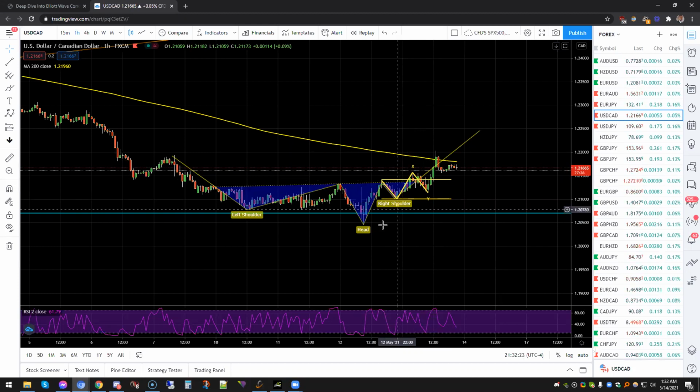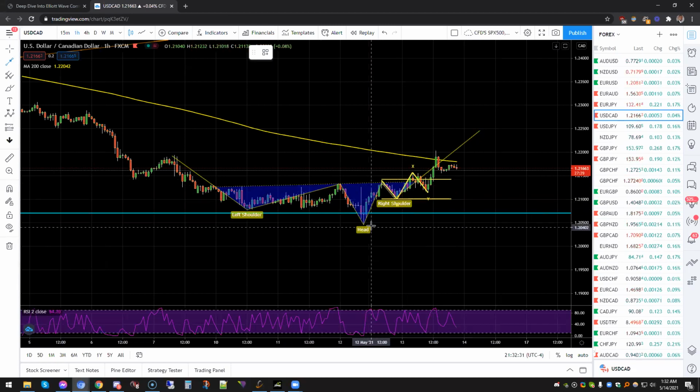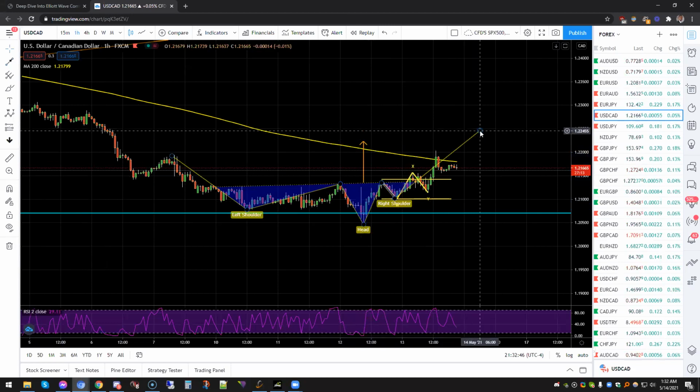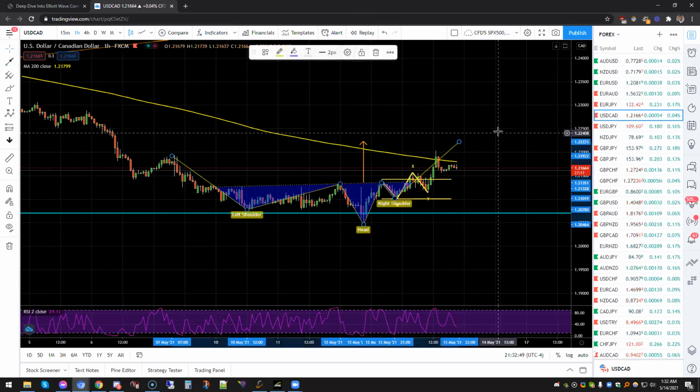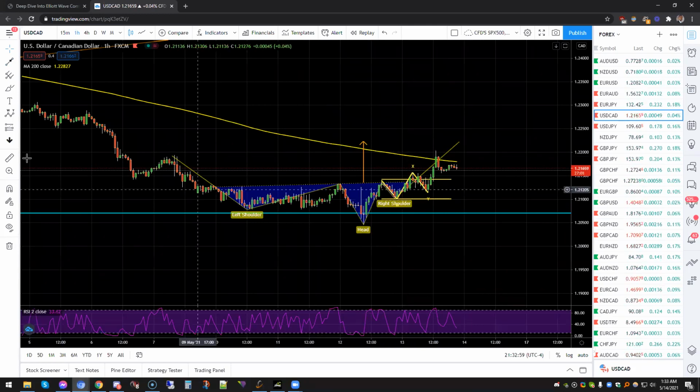Also, when it comes to the profit target, this is how we project our profit targets with the head and shoulders formation. From the head to the neckline, we project it upwards like this. And this is where our profit target generally will be. That's how it's traditionally taught. This is how the pattern is traded traditionally.